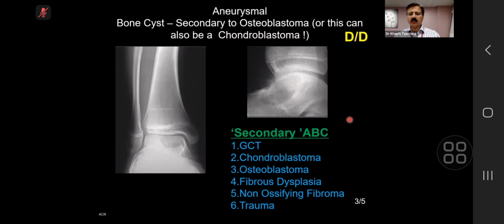And this is why I say that this is actually not given in Chapman, but this concept of the differential should be with you. Secondary ABCs, these are the tumors: GCT, chondroblastoma, osteoblastoma, fibrous dysplasia, and non-ossifying fibroma, as well as trauma. This is controversial. Some people think that trauma can cause it, post-trauma, but others do not.